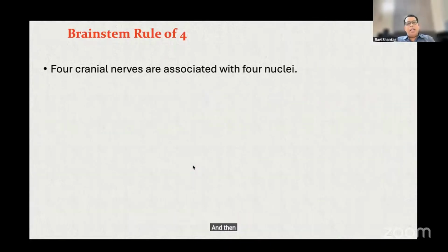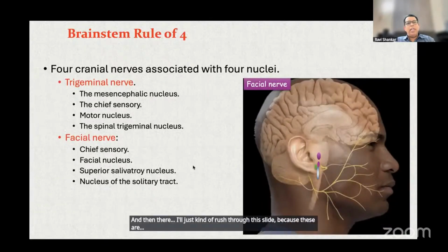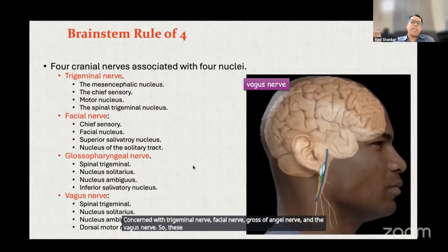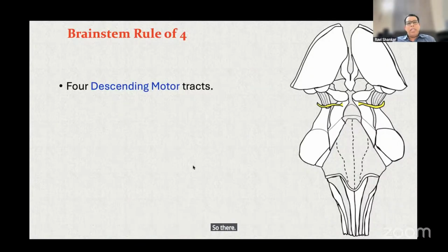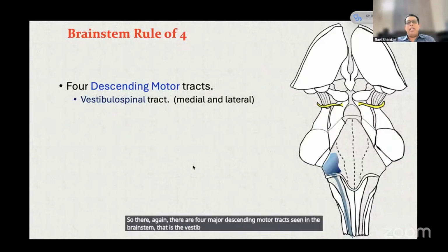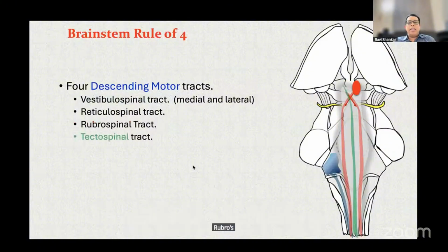I'll just rush through this slide because we will not go into the detail of it. There are 4 cranial nerves in the brainstem having 4 nuclei. These are concerned with the trigeminal nerve, facial nerve, glossopharyngeal nerve, and the vagus nerve. So all these 4 cranial nerves have 4 nuclei situated in the brainstem. Then there are 4 major descending motor tracts seen in the brainstem: the vestibulospinal tract, medial and lateral, the reticulospinal tract, the rubrospinal tract, and the tectospinal tract.